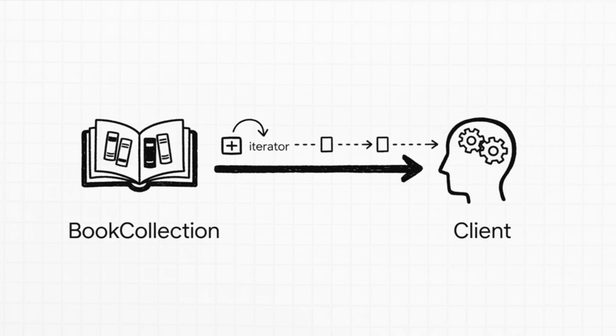No more messy for loops with index counters and checking the count. Just a simple, clean while loop. The client just asks the collection, hey, can I have an iterator? Then it just keeps asking that iterator, can you move to the next item? And if the answer is yes, we just grab the current one. That's it. It is completely 100% decoupled from the book collection's internal list.